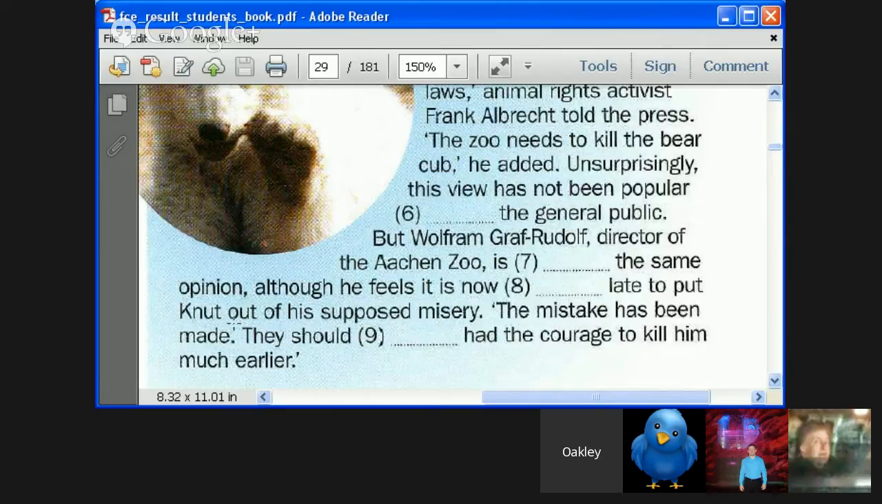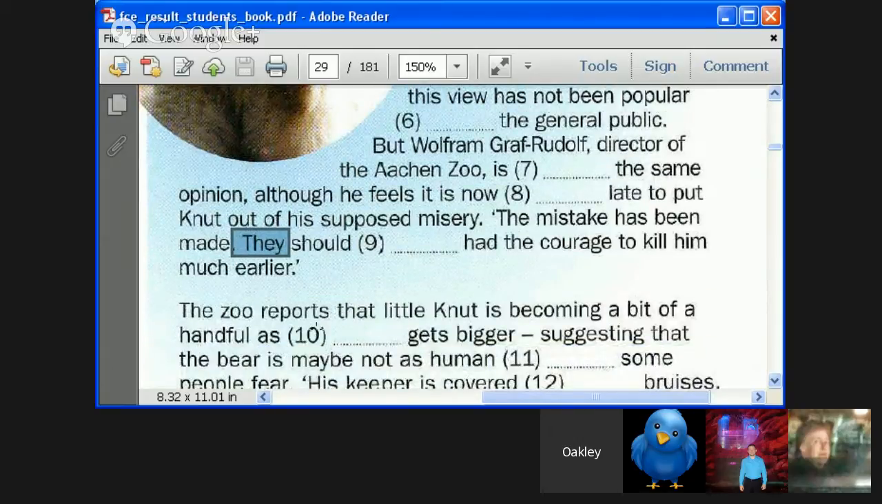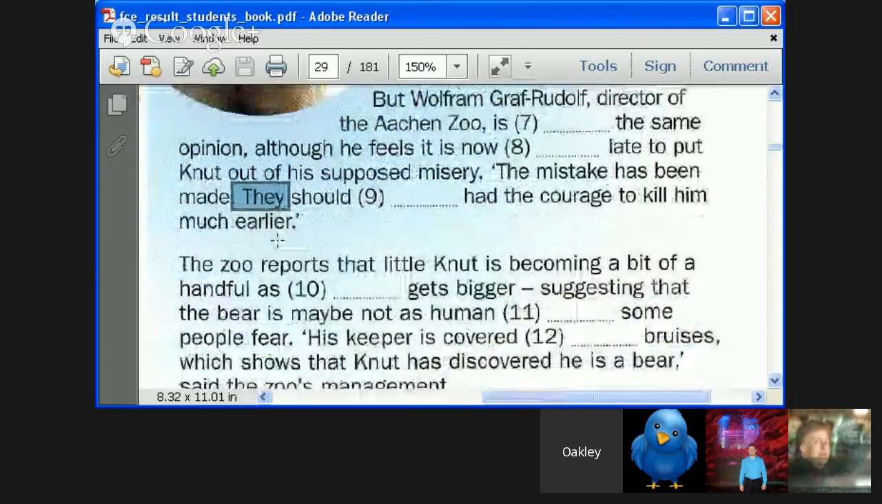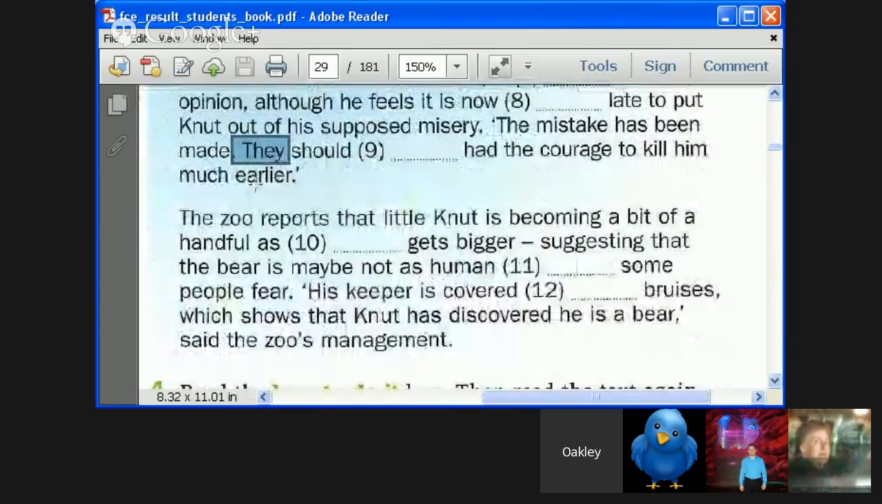Well, you get the last sentence of the paragraph. Go ahead. They should blank had the courage to kill him much earlier. Should have had. Very good. Here we got to know a little verb tense. This is called a perfect modal. Should have had. So you have to know the auxiliary verb. Great. This is absolutely correct.